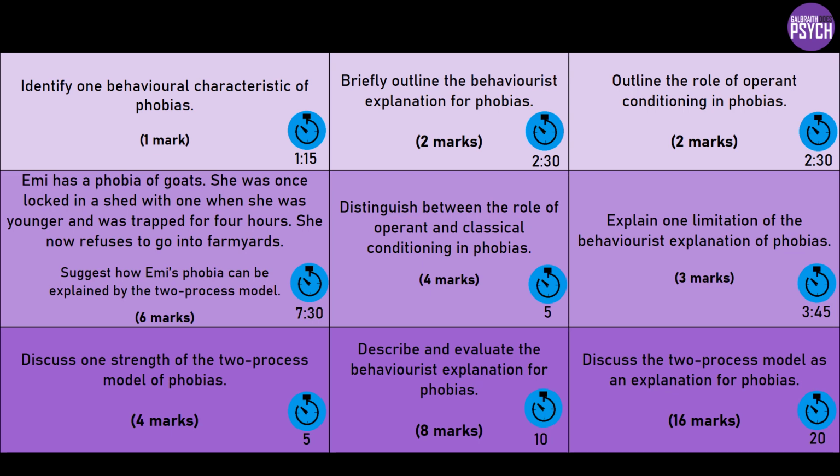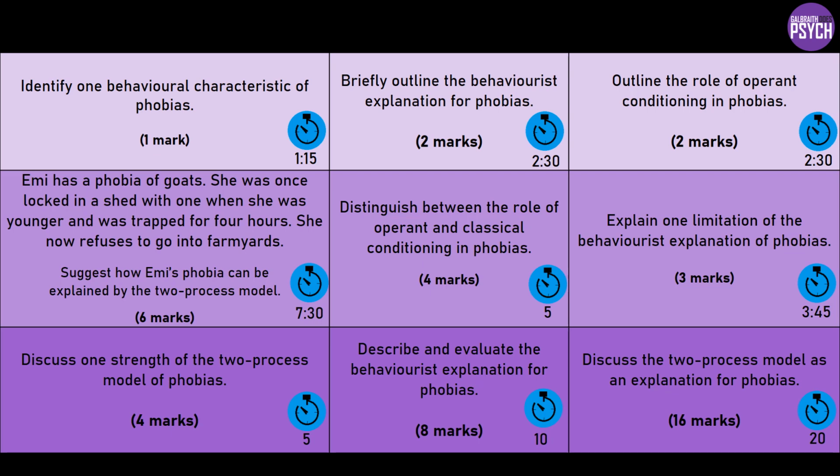And that pairing, that association between the neutral stimulus and the unconditioned stimulus, means that the neutral stimulus, so goats, becomes a conditioned stimulus. We've now learned something about the goat. So the goat is now a conditioned stimulus, and it can elicit a conditioned response of fear. We're now afraid of the goat because it's been paired with something scary. So that's half the question, because it's the 2-process model.